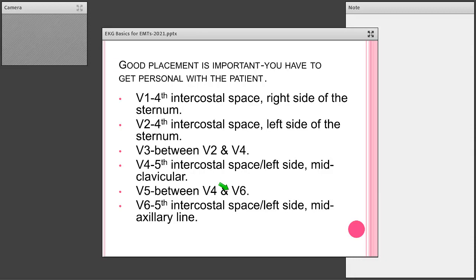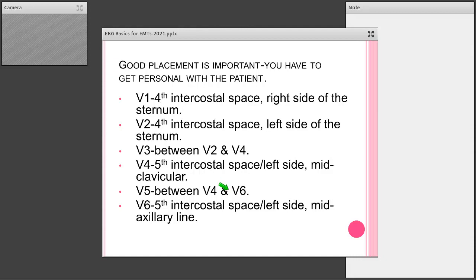If you have a woman who has large breasts, the electrodes need to go under the breast tissue, not on the breast tissue, to get a better picture of the heart. So you may have to move skin around to get to where you need to go. And you can do that with the back of your hand, and then it's not quite as personal as the palm of your hand. So you also have to feel their chest to find the intercostal spaces.